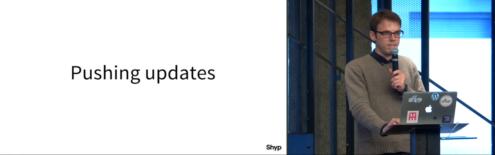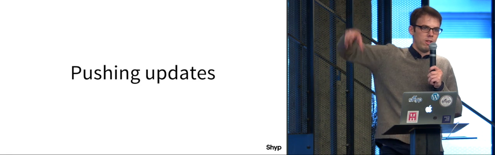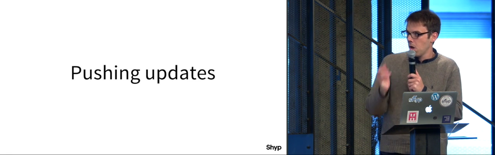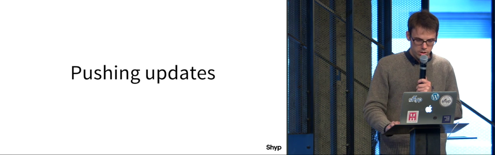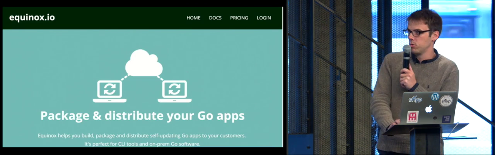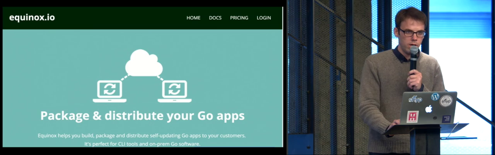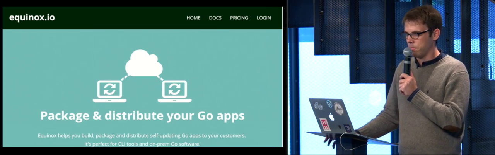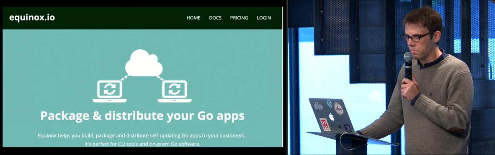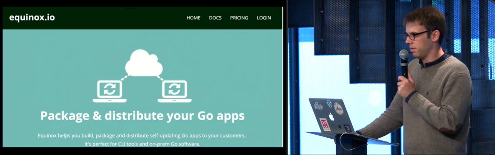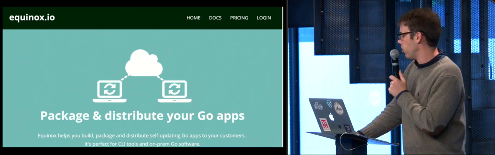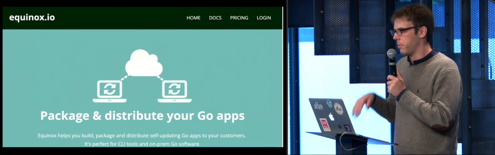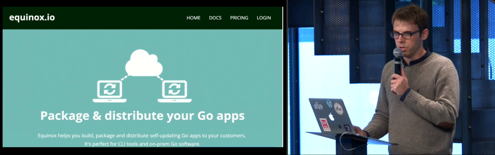In terms of pushing updates, this is the trickiest part, right? You can download a thing one time, but then how do you get people to update it reliably? It's tricky. So we use this tool called Equinox, which is written by my friend Alan Shreve, who's sitting in the audience right now, and Kyle Conroy. They wrote a thing that makes it really easy to distribute and update Go apps. They manage all the hosting and the cross-compilation for you.